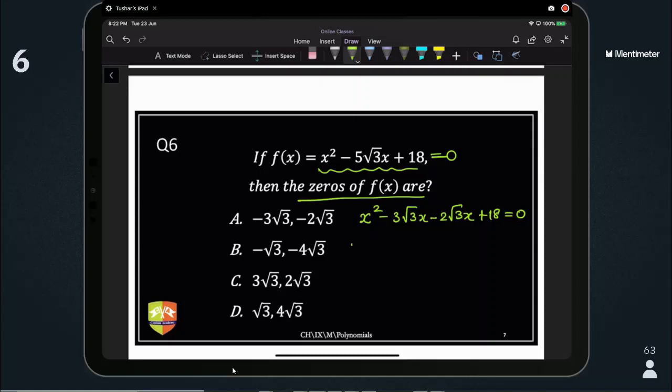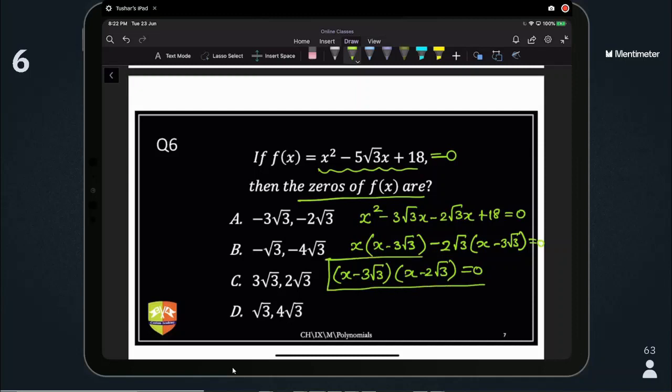Isn't it? So hence you can take X common and you'll get X minus 3 root 3, and you'll take minus 2 root 3 common and you'll get X minus 3 root 3, right, is equal to 0. So if you factorize it, you'll get X minus 3 root 3 and X minus 2 root 3. This is the factorization and this is equal to 0. You have to find those values of X which reduce this to 0. So you have to equate each one of them separately and you would have got that. So X is either 3 root 3 or X is 2 root 3.